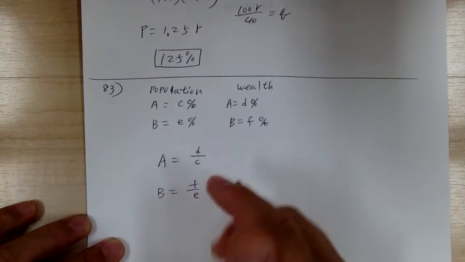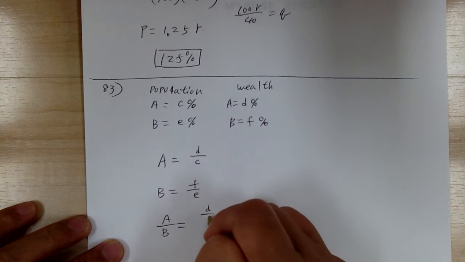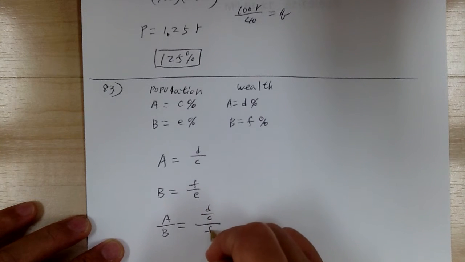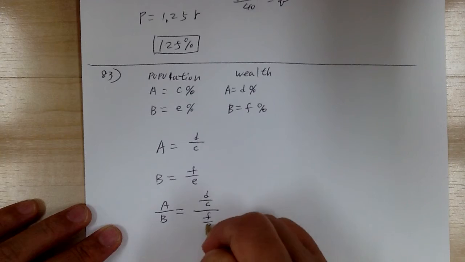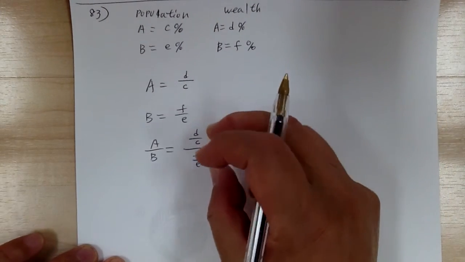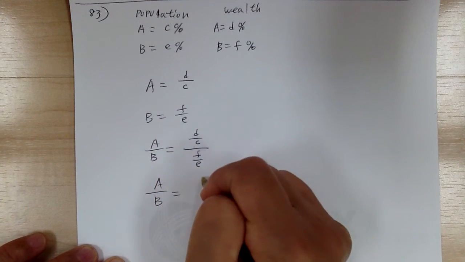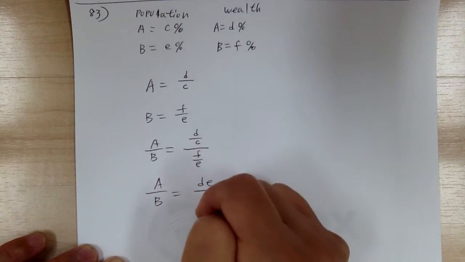So the ratio of A to B would be just D over C divided by F over E. Now this is a complex fraction. To simplify a complex fraction, you just use the outer over inner. So it would be DE over CF.